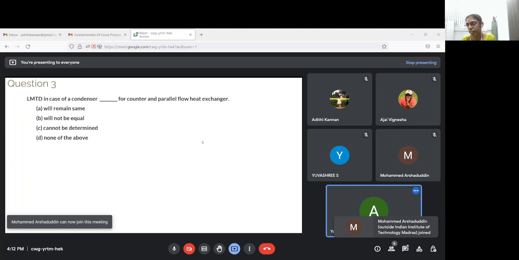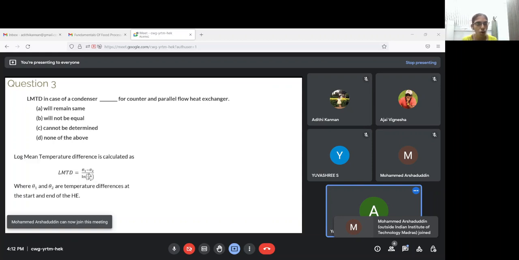Any clue what is an LMTD? What is the full form of LMTD? Any clue? So LMTD means log mean temperature difference, where this is the formula that is generally given for a counter or a parallel flow. So LMTD is equal to theta 1 minus theta 2 divided by ln theta 1 by theta 2. So we need to understand what theta 1 and theta 2 are here.